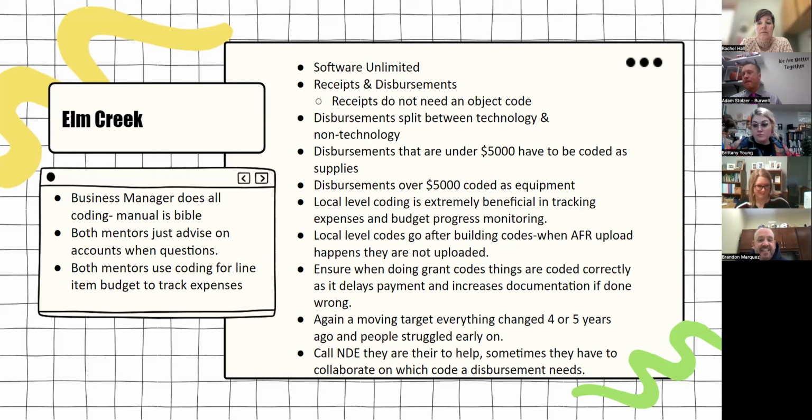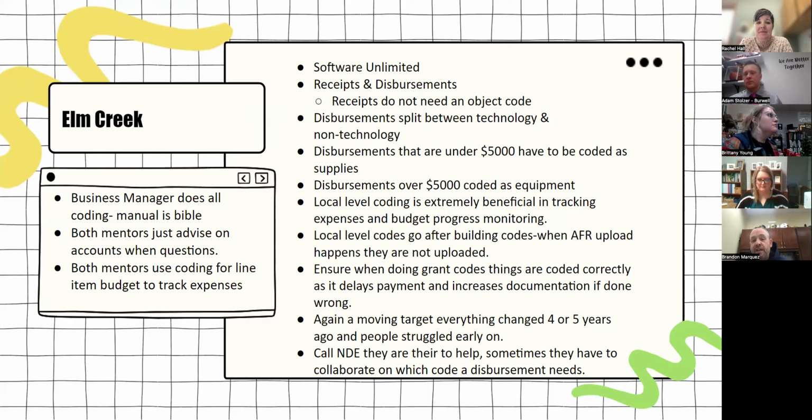Poor lady. Yeah. And then, like I said, they use the coding for line item budget to track their expenses and different things like that. They're not super up to date on the changes and the nuances. Really, the ones they're up to date on are the ones that are going to affect their budget, in budget creation and following the budget. So they do have some input into how we're going to code certain things like big expenses, and everybody does it different and has their own way of doing it.